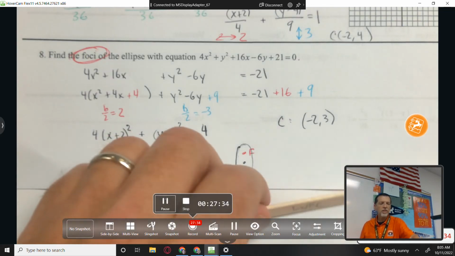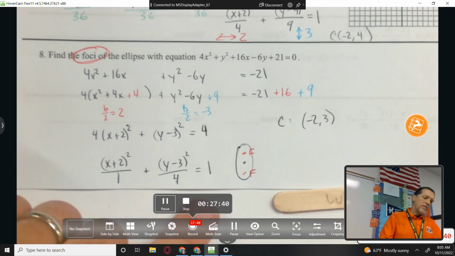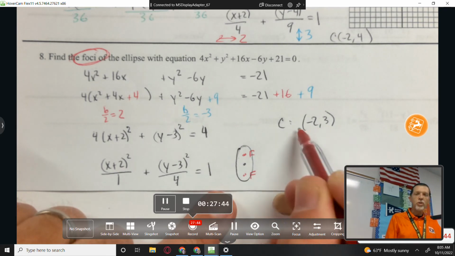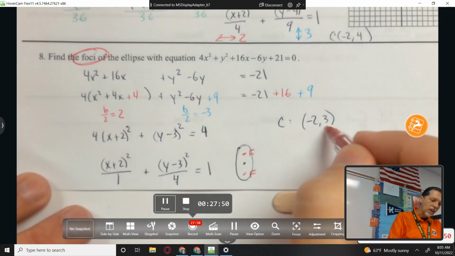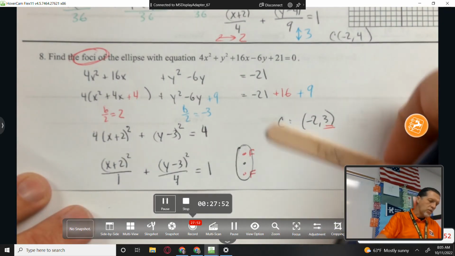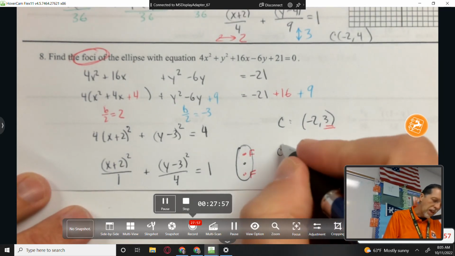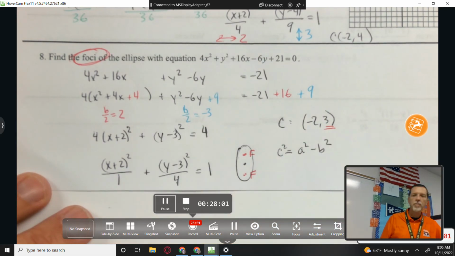Luke, you just walked in, but I'm going to put you on the spot anyway. If I want my foci to be up and down from the center, which of these two coordinates should I adjust to get an up and down change? Oh, the 3. So I'm looking at the 3. Now I need to figure out how much to adjust it by, and that's where we use c squared equals a squared minus b squared.